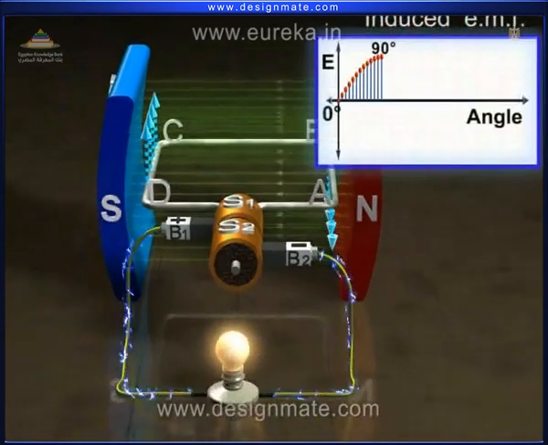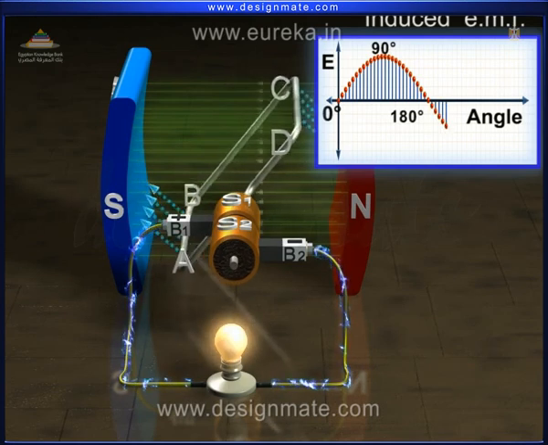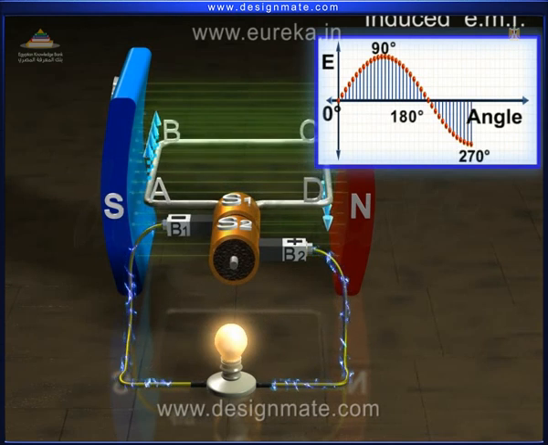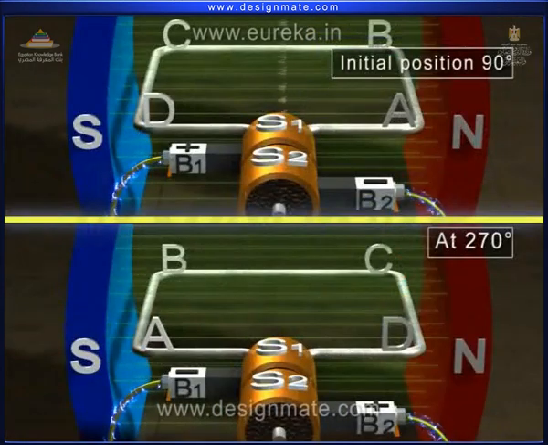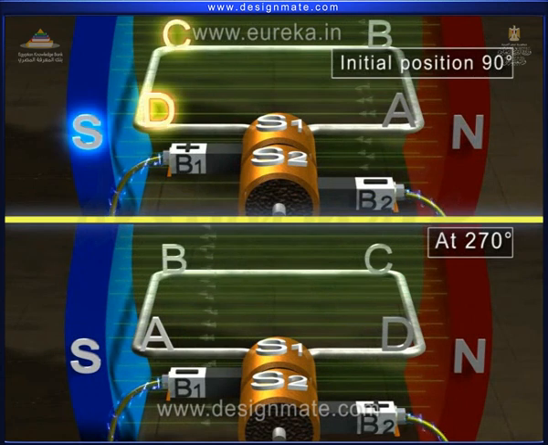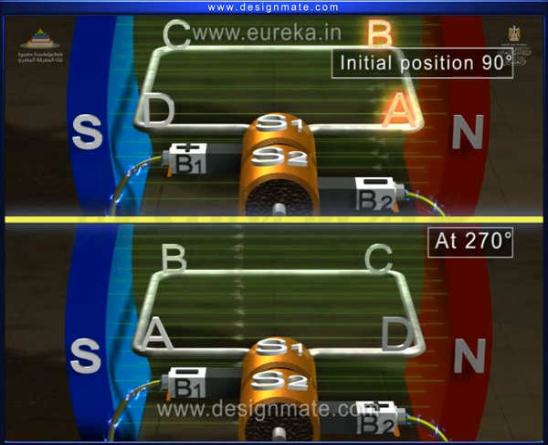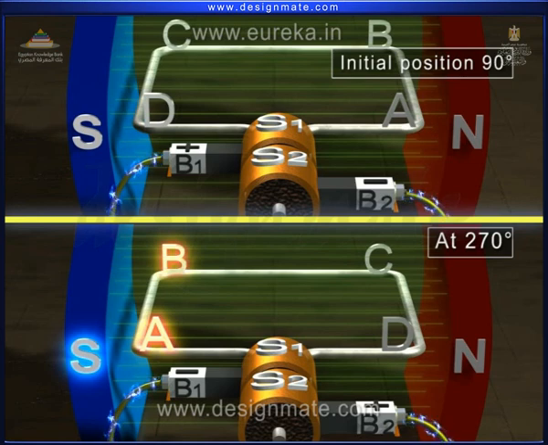As the coil reaches the vertical position, that is 180 degrees, the flux cut is 0. Hence, the EMF induced is 0. Again, the coil starts rotating. When it reaches the horizontal position, that is 270 degrees, the EMF induced is maximum. We can see here the two positions of the coil. Initially, the arm CD was facing the South Pole, but now it is facing the North Pole. Even the arm AB, which was initially facing the North Pole, now rotates to face the South Pole.